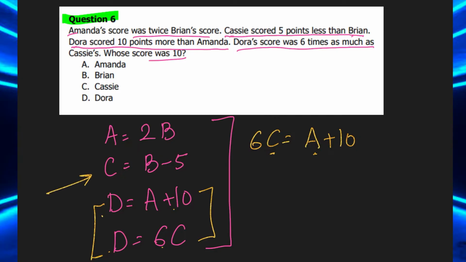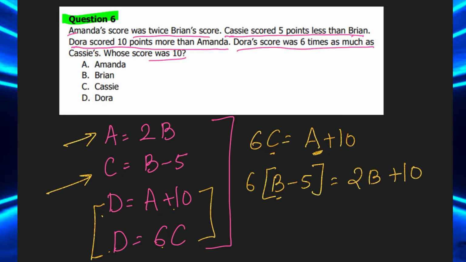All right, we can substitute the value of C from here. It can be easily done, 6b minus 5. And because we have to find it in one variable, let's substitute the value of A from here as well, from the first equation, so that everything turns to B and we can find the value of B. So opening the bracket, this is 6b minus 30 equals 2b plus 10.